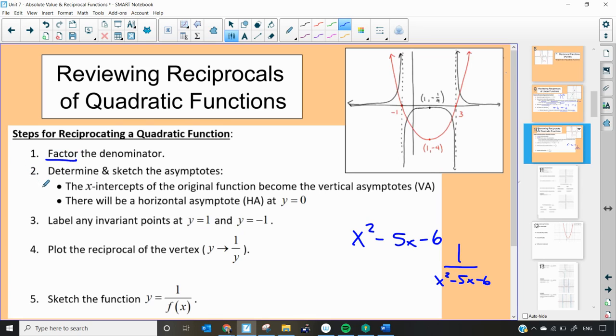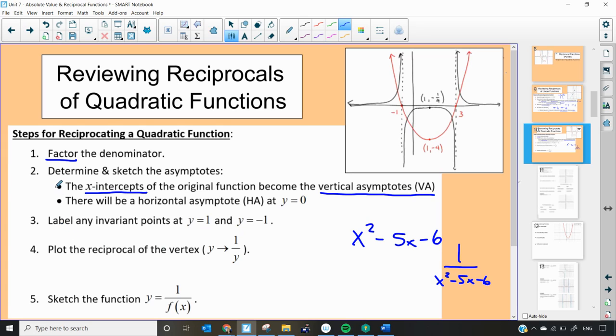Now, by doing that, we're going to find our non-permissible values, which also relate to the x-intercepts of the original function. So the x-intercepts of the original function become the NPVs, or the non-permissible values of our reciprocal function, and that means they also become our vertical asymptotes. And so these are those invisible lines that the graph is approaching.